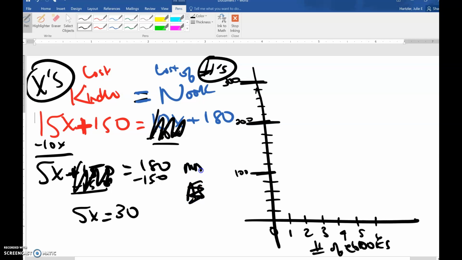So now I'm at the multiply or divide stage. To get rid of multiplying by 5, I'm going to divide by 5. So x is 6. So that's my 6 ebooks.